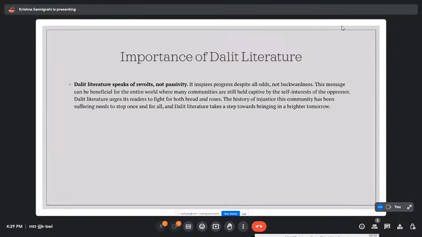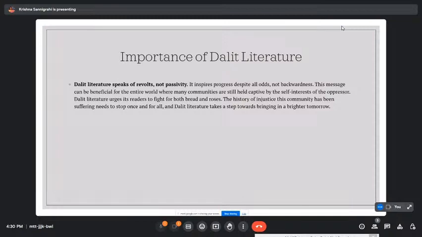So Dalit literature speaks of revolts, not passivity. So what does Dalit literature speak of? It speaks of revolts, not passivity. It inspires progress despite all odds, not backwardness. So this message can be beneficial for the entire world, where many communities are still held captive by the self-interests of the oppressor.